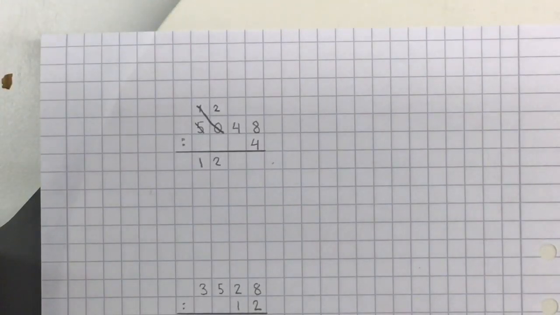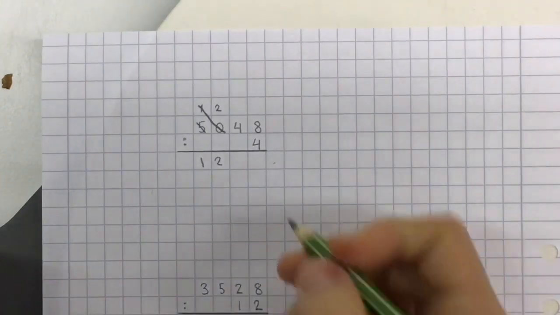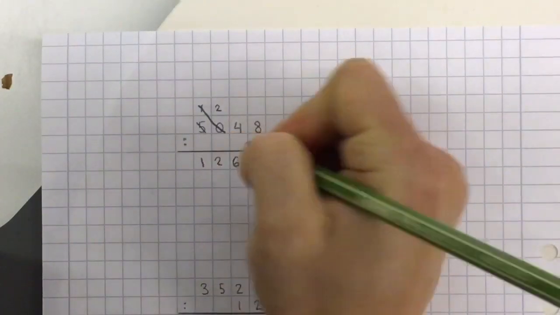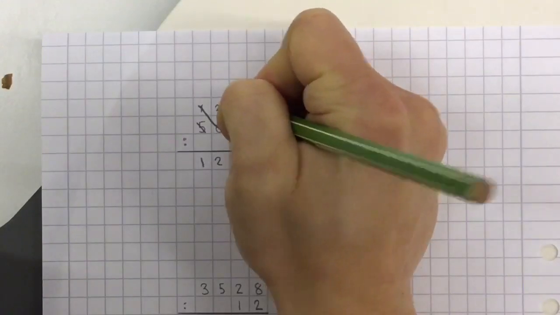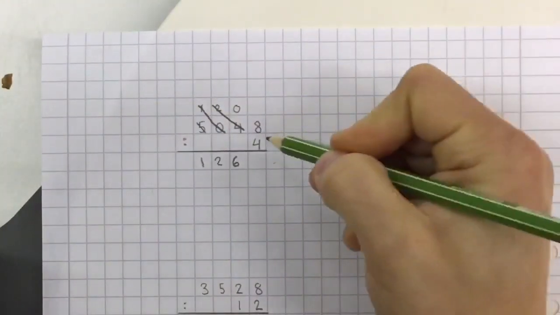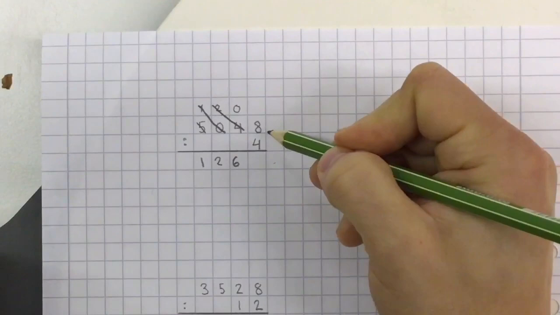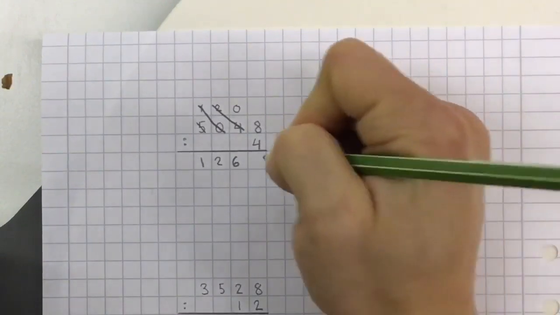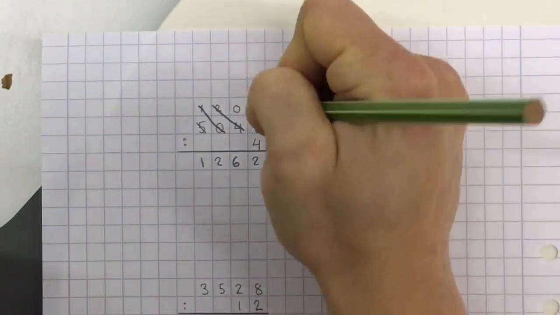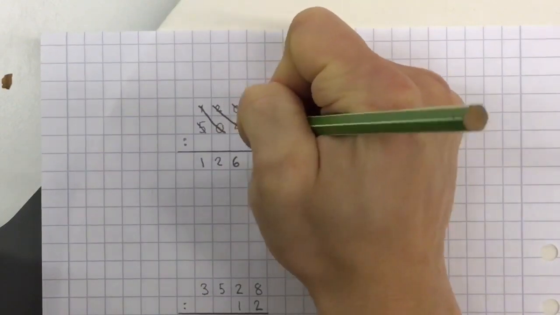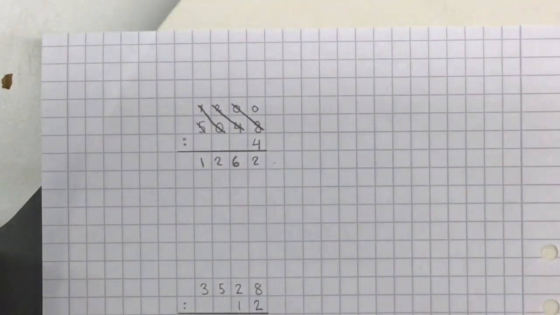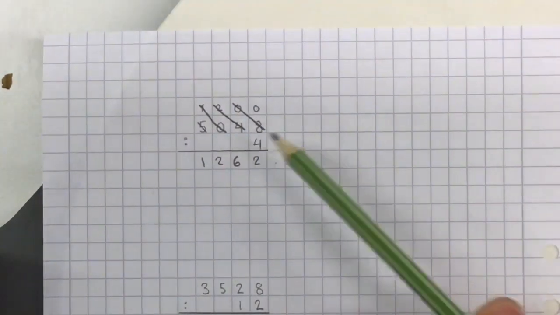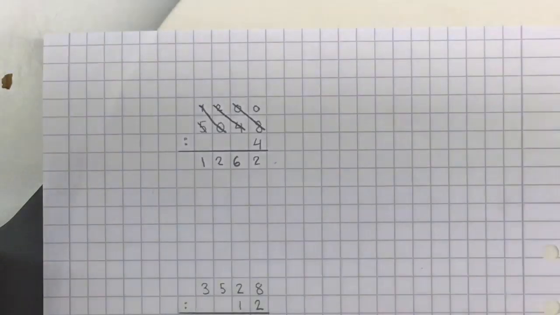24. How many times does 4 go into 24? It goes 6 times. There's no partial remainder. It's 0. So in the next step, we only have the 8. 4 goes 2 times into 8. We are done. We have a remainder of 0, and we've used all the numbers. So that's your answer, 1,262.